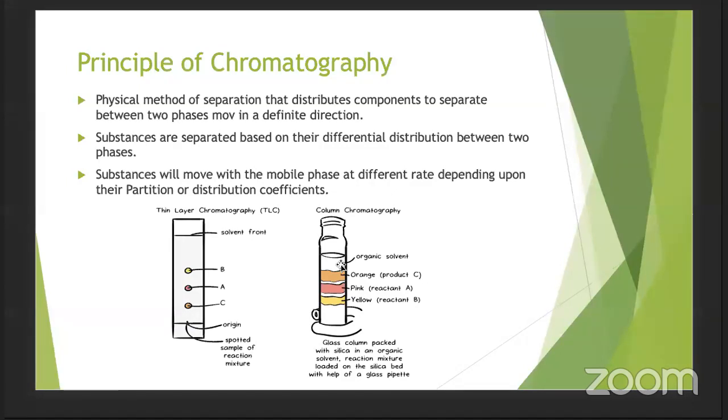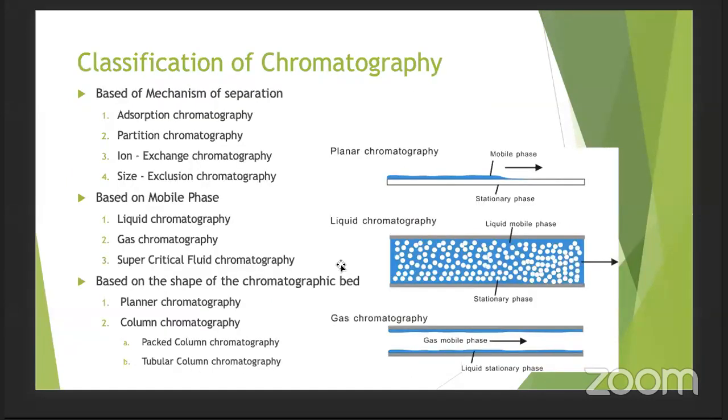Similarly, if we talk about other types of classification, classification can also be done on the basis of mobile phase. Sorry, I forgot to change the slide. So mobile phase can be liquid, gas, or supercritical fluid. A solid mobile phase is not possible because, of course, a solid mobile phase will not move. The only possibilities are a liquid mobile phase in liquid chromatography, a gas mobile phase in gas chromatography, or a supercritical fluid in supercritical fluid chromatography.